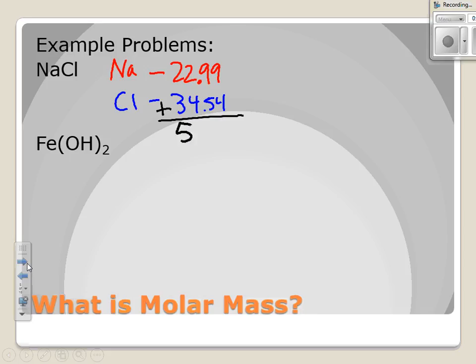58.44. Good. And that would be grams per mole. Now let's look here at iron 2 hydroxide. Let's go ahead and add those up. Here I have iron. And what's iron's mass? Iron is pretty heavy. It's 55.85 on its own.